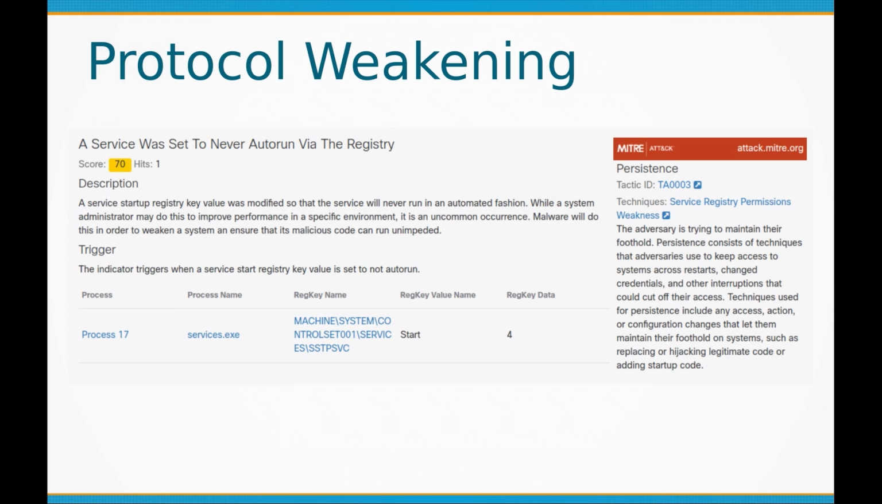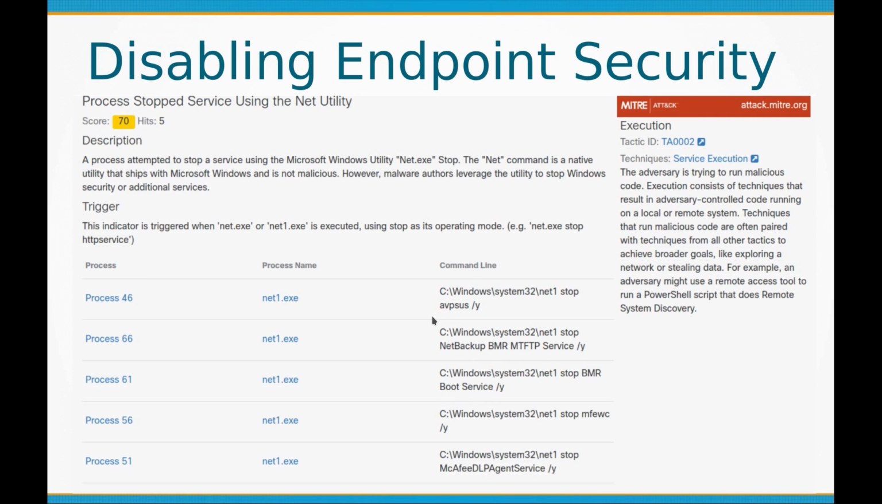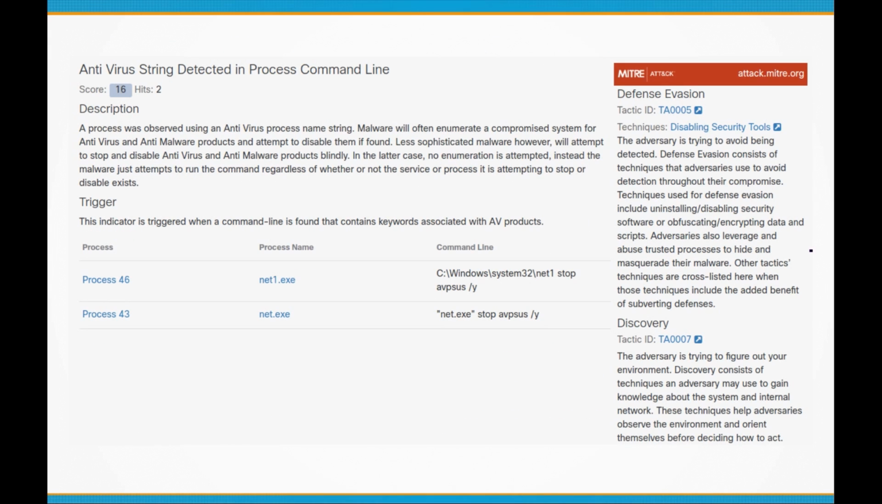We have protocol weakening with the SSTP SVC service being stopped. I believe that means remote desktop connections can no longer be made from the computer. We have disabling of endpoint security, so in order that is Kaspersky, NetBackup Bare Metal Restore, and McAfee endpoint security. Kaspersky was also stopped via the command line, so that is a further weakening of the system. Does that show any origins of this malware sample in that they focused on Kaspersky, a Russian antivirus? I'm not really trying for the Russian propaganda here, it's just a massive coincidence that they've stopped the Russian antivirus and no others.